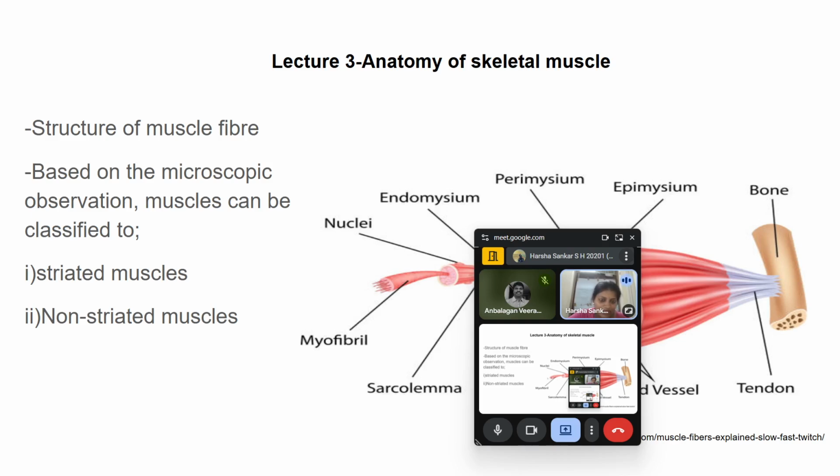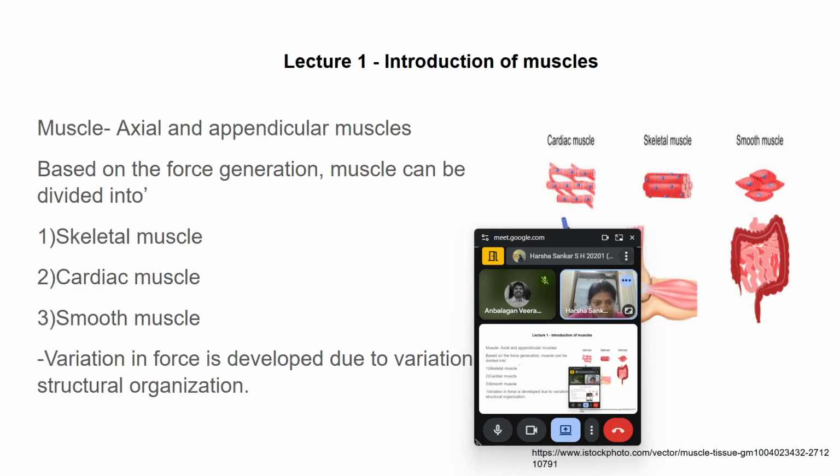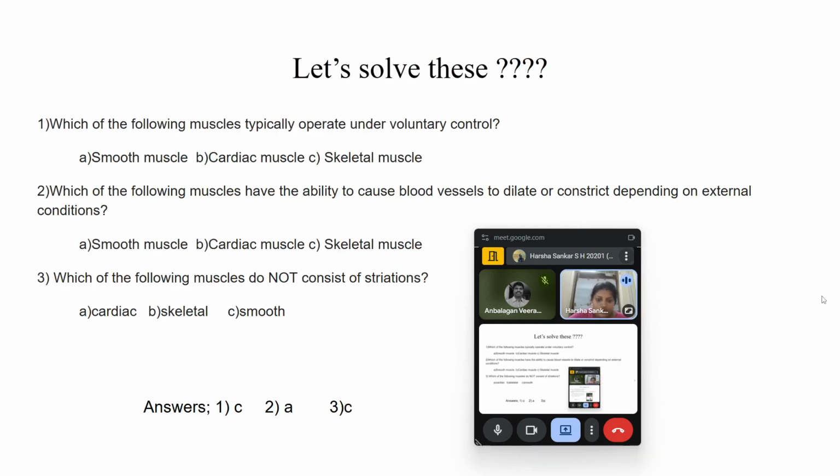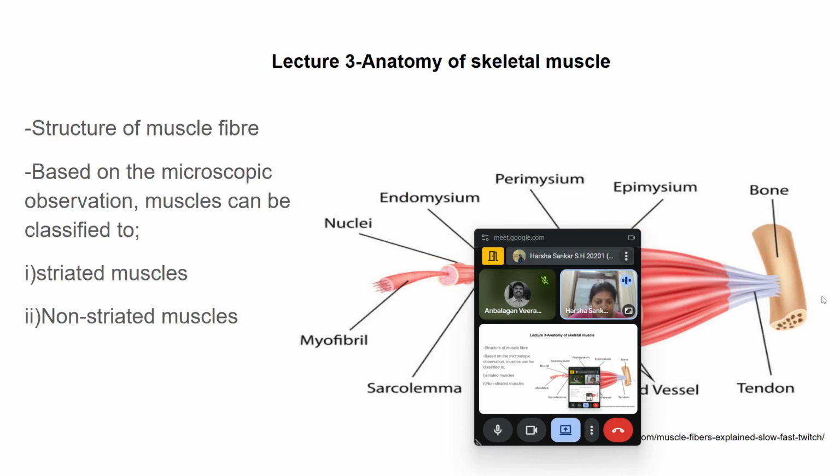Lecture 3 was about the anatomy of skeletal muscle. In the anatomy of skeletal muscle, we go deep into each muscle fiber and show the structure. Based on microscopic observation, as discussed before, muscles can be classified into striated muscles and non-striated muscles. I showed that picture also. Striations are present in skeletal muscle and cardiac muscle, but there is no striation in smooth muscle. We also saw the microscopic structural details of a muscle.